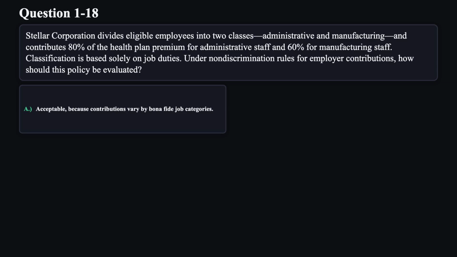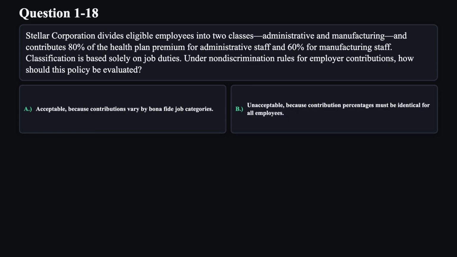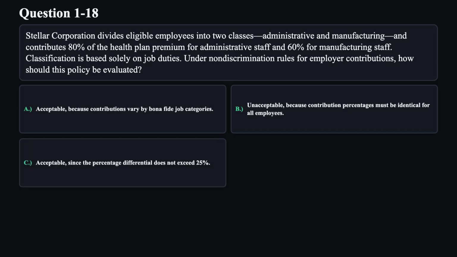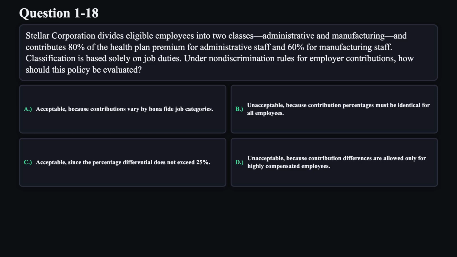A. Acceptable because contributions vary by bona fide job categories. B. Unacceptable because contribution percentages must be identical for all employees. C. Acceptable since the percentage differential does not exceed 25%. D. Unacceptable because contribution differences are allowed only for highly compensated employees.